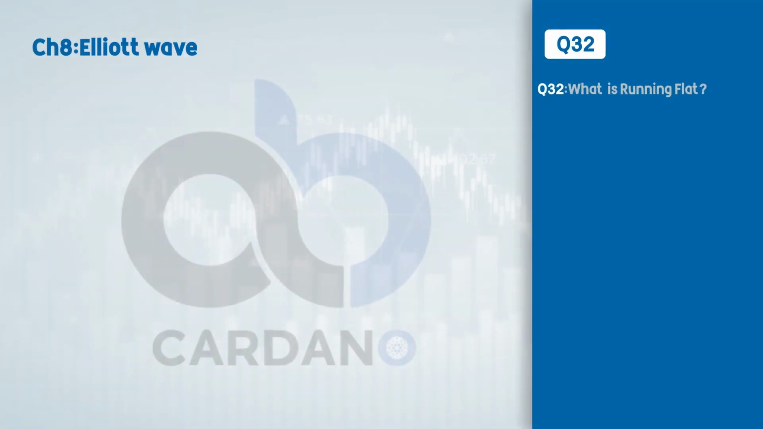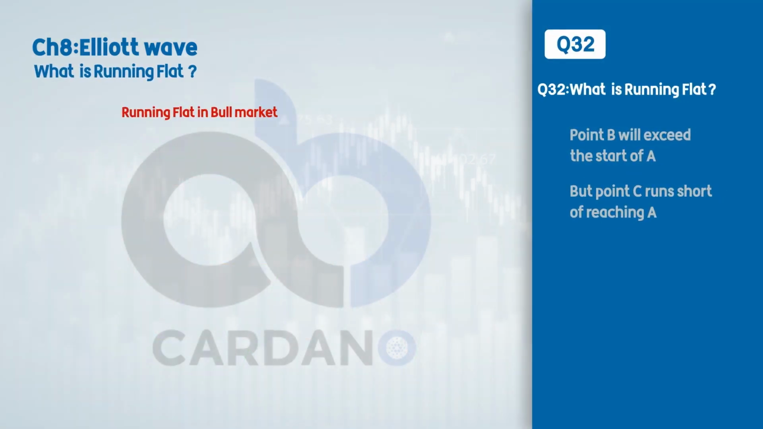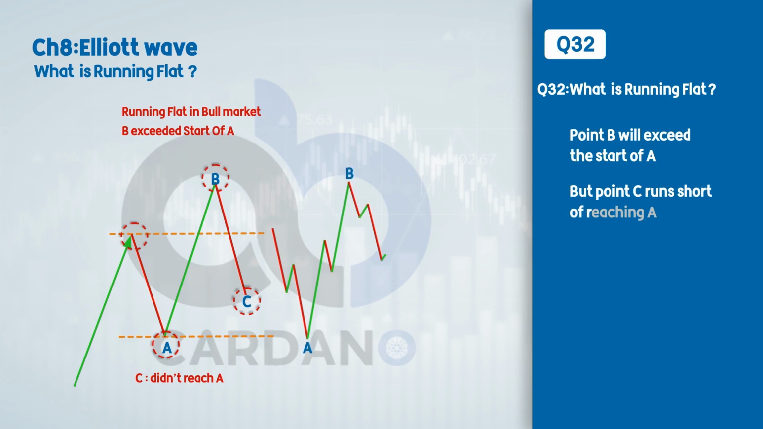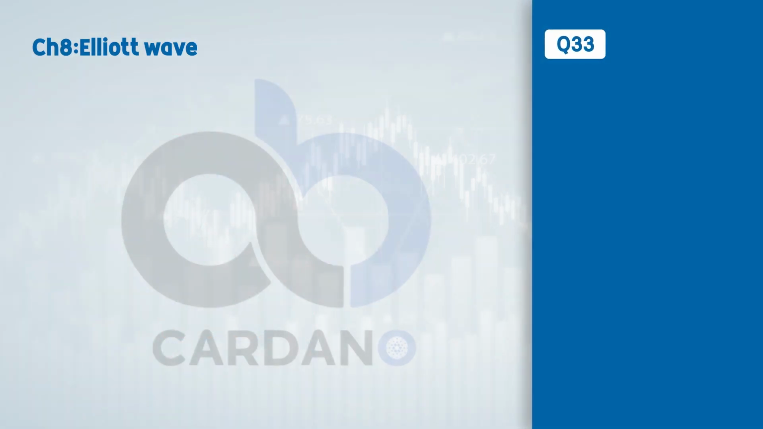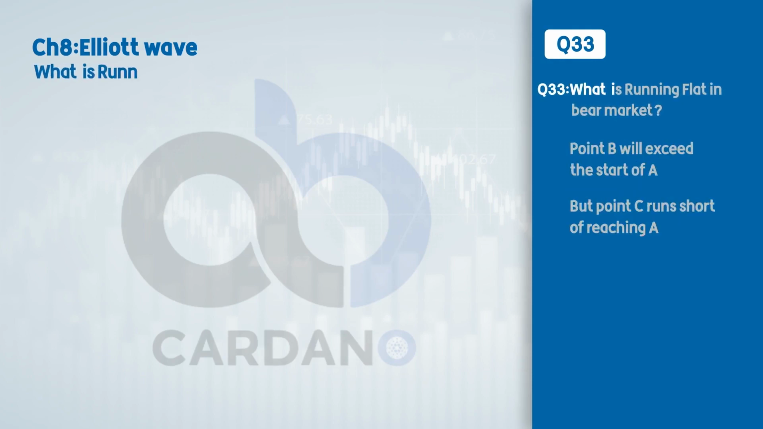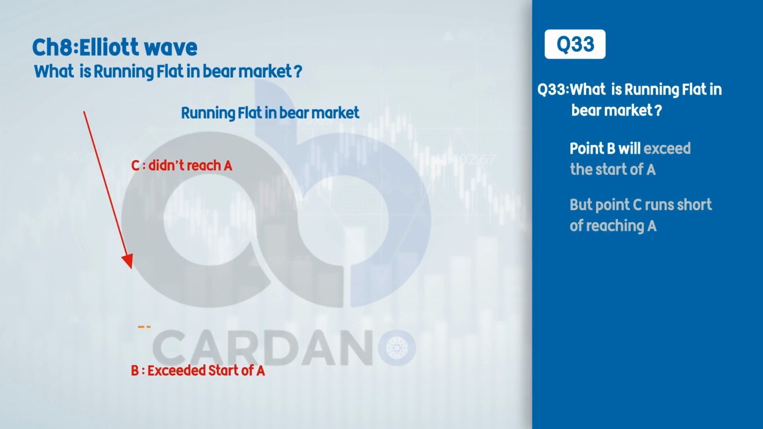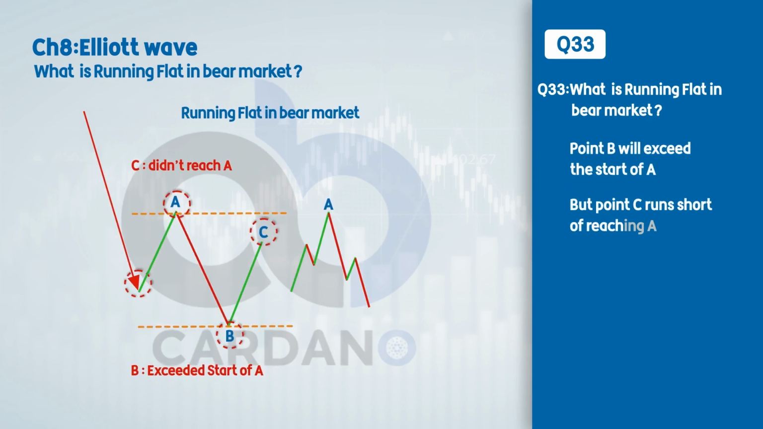Question number 32. What is running flat? The answer is, point B will exceed the start of A, but point C runs short of reaching A. Question number 33. What is running flat in a bear market? The answer is, point B will exceed the start of A, but point C runs short of reaching A.